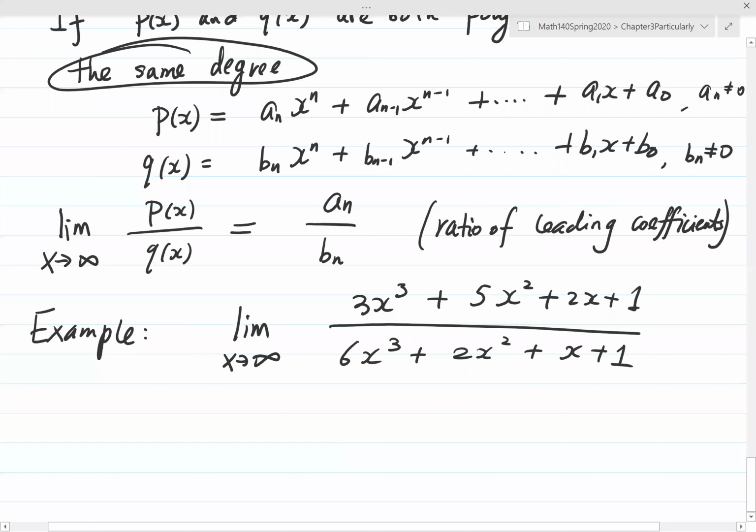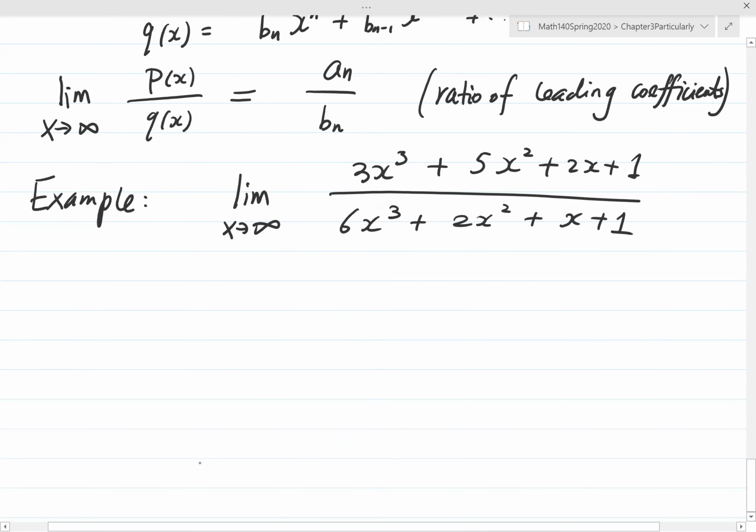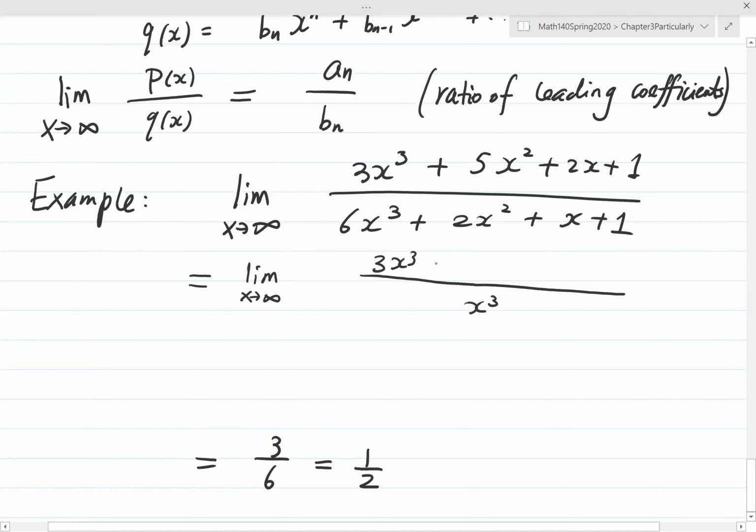So in this case, the limit is 3/6, which is 1/2. How did we get that? We divide by the highest degree. Every term is divided by x cubed.